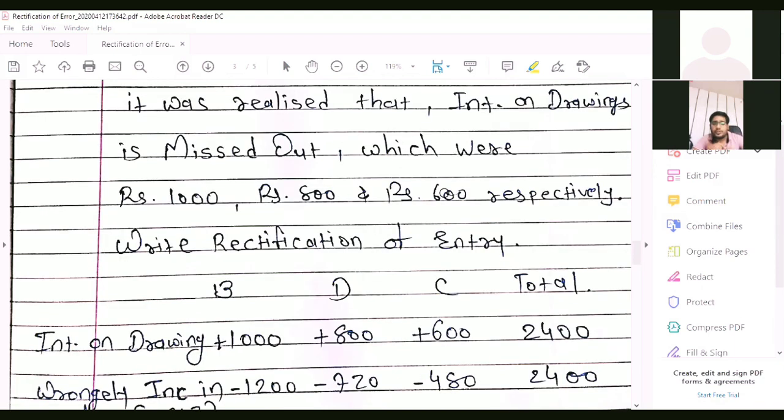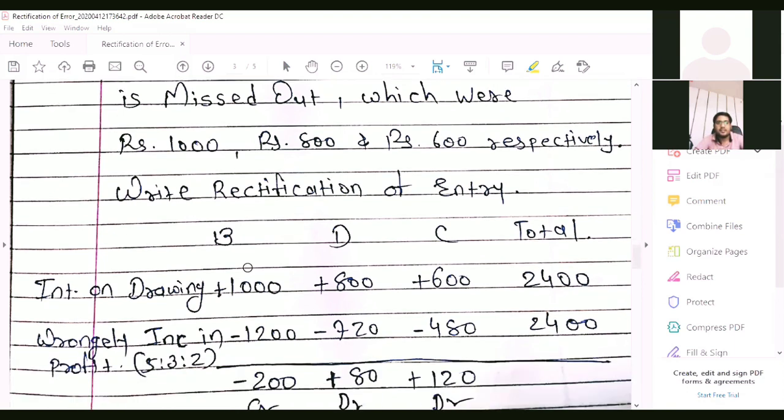So the question is whether whatever profit you have distributed to the partner is showing higher amount or lesser amount. Yes, it shows less amount we have distributed because interest on drawing is an income and you have not recorded this income. So whatever profit you have distributed among the partners is showing less amount. Now let's see the solution.